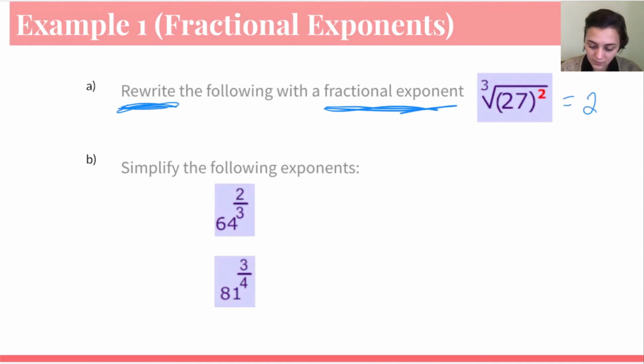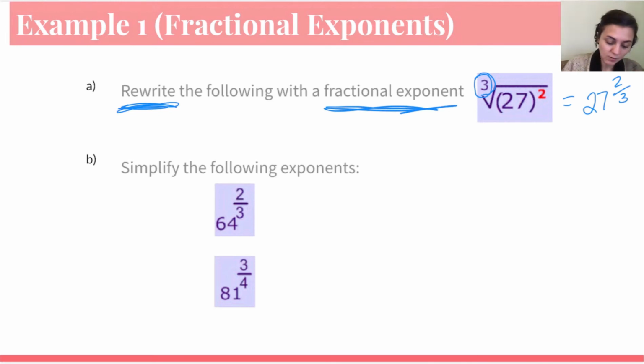So I take my number 27, still being raised to the second power, but because I have this root, the second power is being divided by 3. So rewritten with a fractional exponent, it's 27 to the 2/3 power. The power is 2/3.